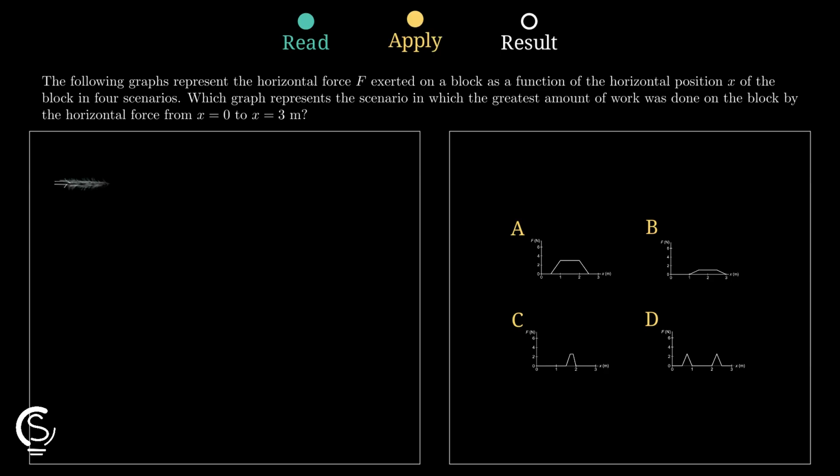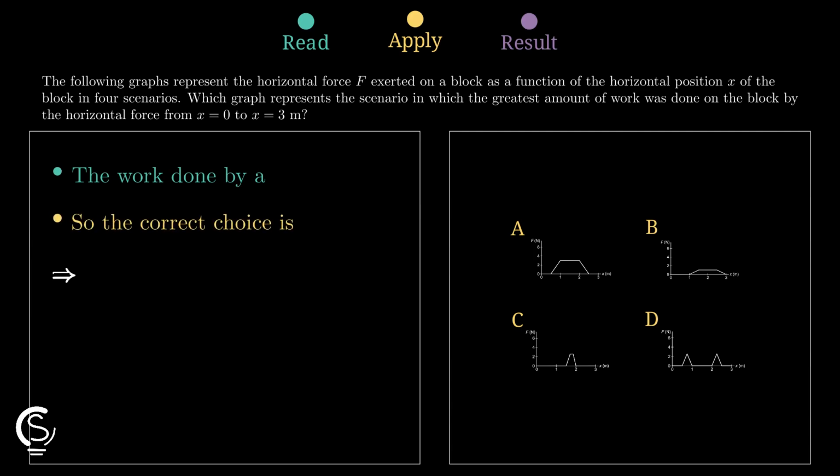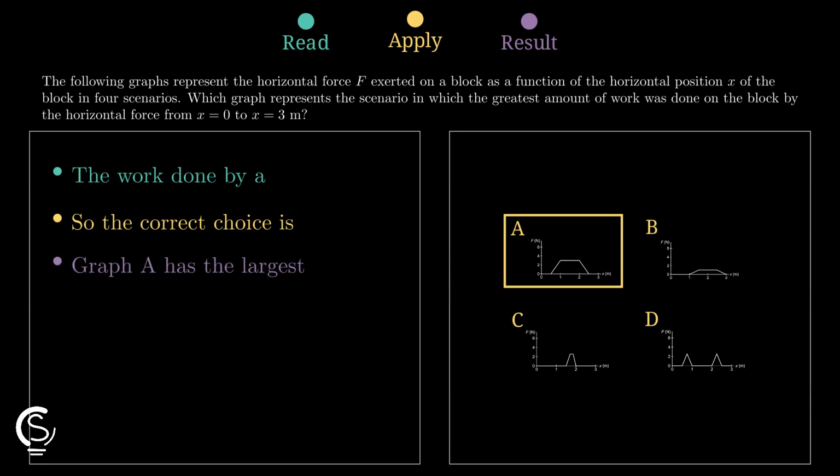Looking at the shapes, we see that graph A covers the most space above the axis. Calculating the definite integral or simple geometric area confirms that this specific plot is largest. Graph A has the largest area under the curve, representing the greatest work. Therefore, option A is the final answer.